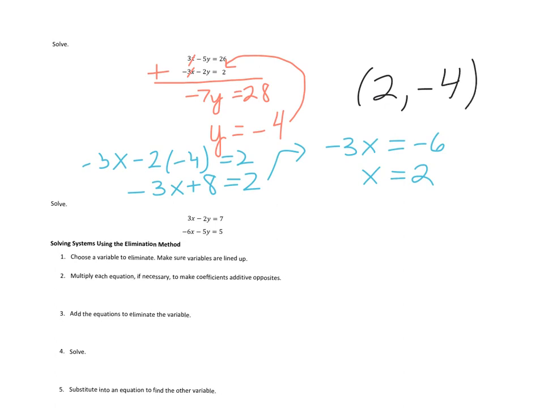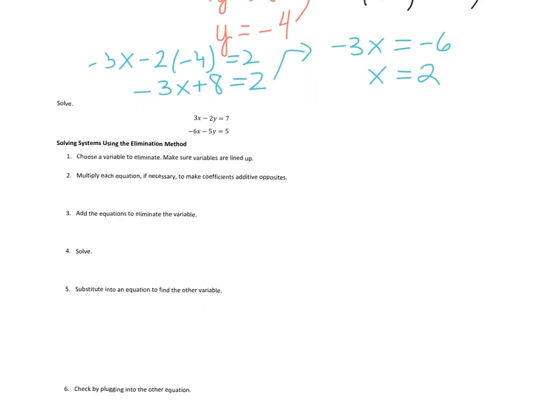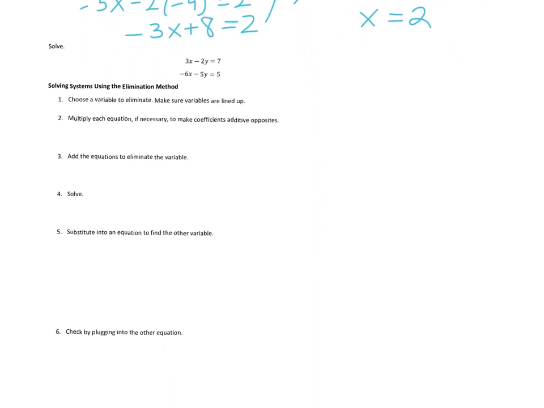All right, so the elimination method. Let's look at something more complicated, and we'll draw this out step by step. All right, so we're going to be solving 3x minus 2y equals 7. First thing we do is we look at our system and we choose a variable to eliminate. Okay, so remember we have to make additive inverses. 3 and negative 6, well, I know 3 times 2 is positive 6, so I can make an additive inverse by multiplying 3 by 2.